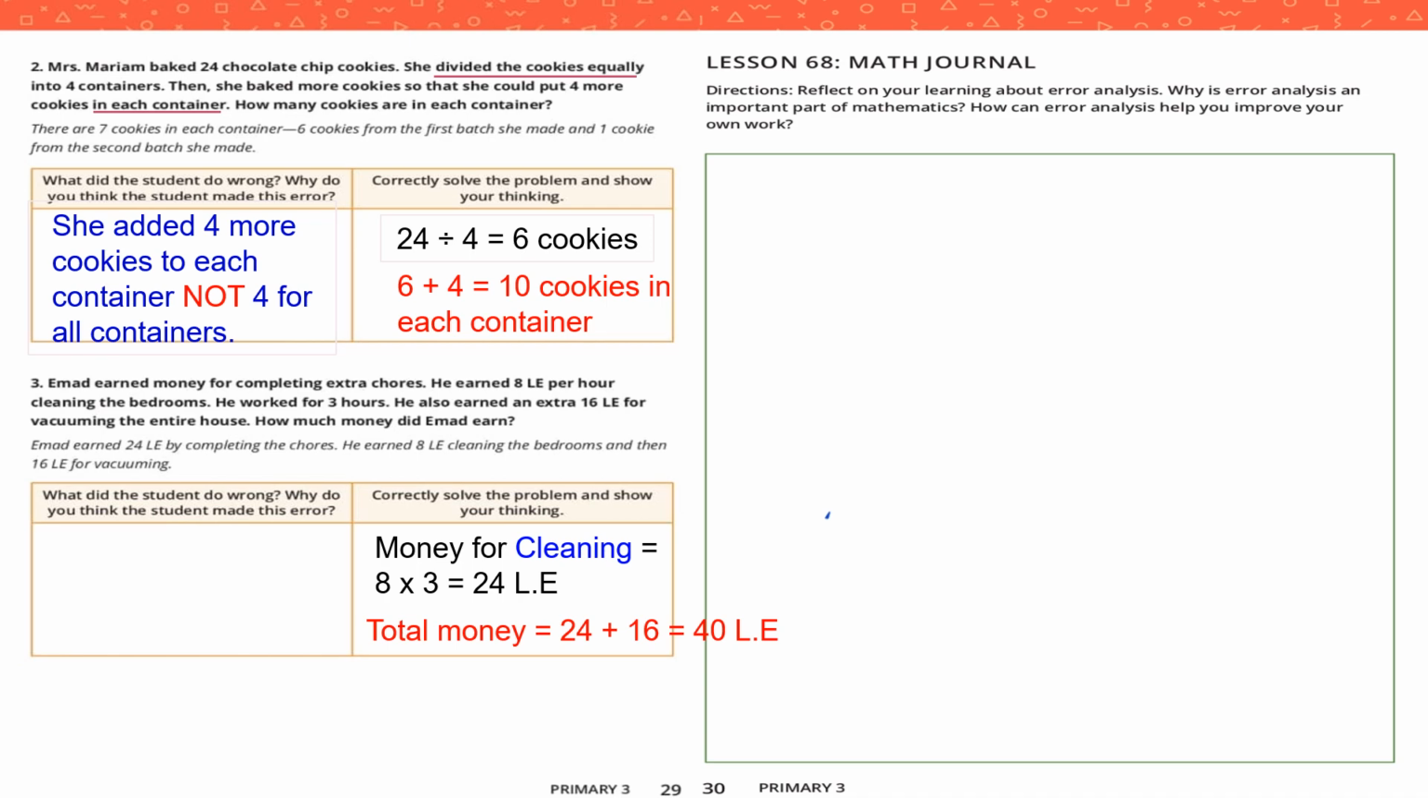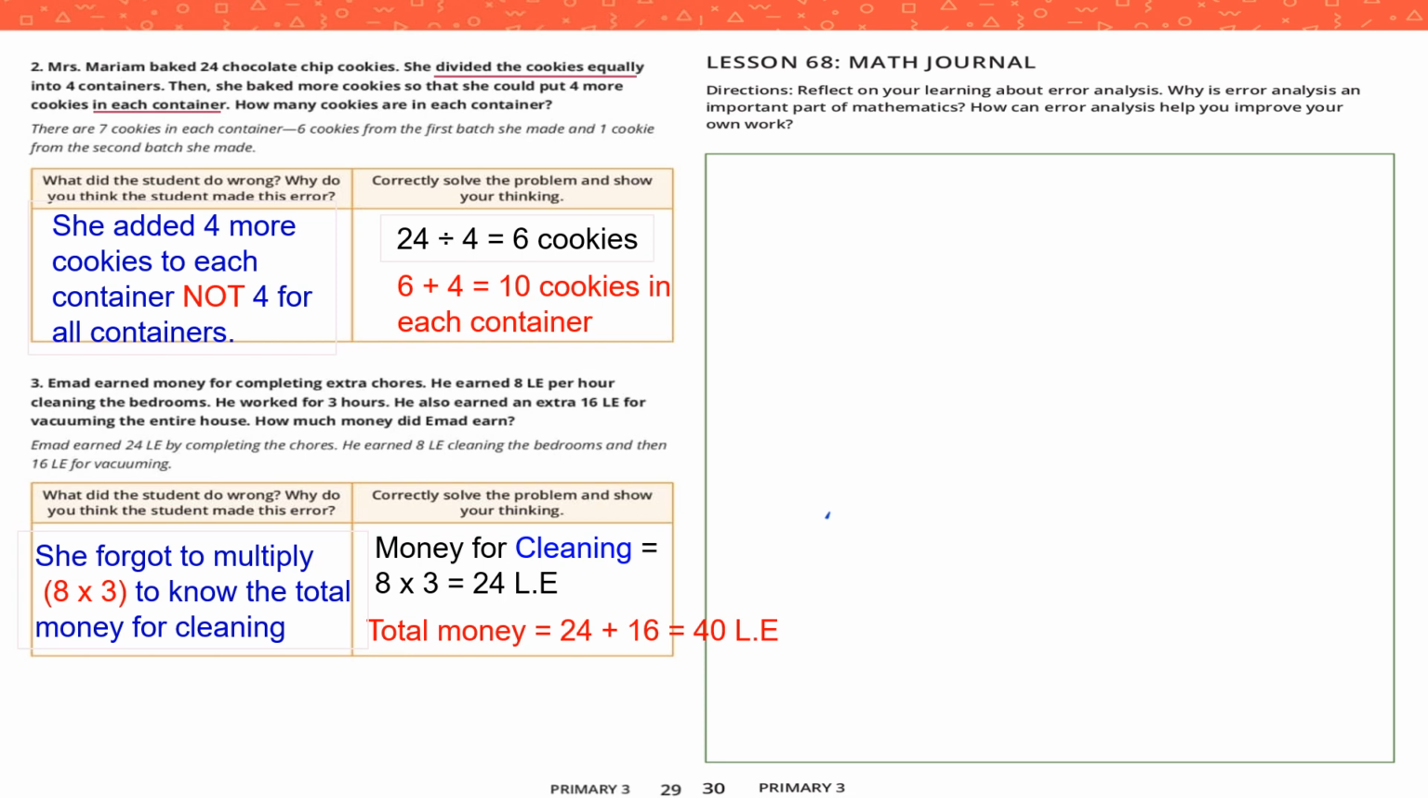Okay, but the student's answer here: Ahmed earned 24 by completing chores. He earned 8 LE cleaning the room, then 16 for vacuuming. No, we will not add 8 plus 16. No, we will add the total number, which is 24 plus 16. So she forgot to multiply 8 times 3 to find the 24.